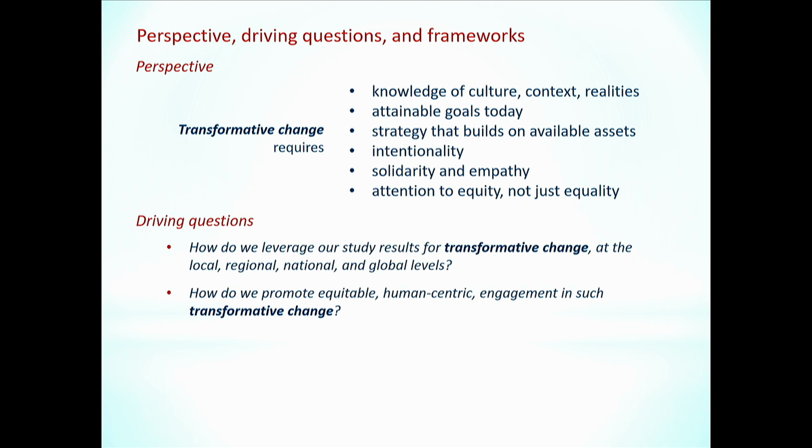So the driving questions that I propose from how I'm framing this, and much of this frames my work, are two. How do we leverage our study, this study of the gender gap in STEM, our study results for transformative change at the local, regional, national, and global level? And each one of those is important, and the idea of contextualizing plays a big role in each one of these, and it's different in different countries and different communities. The second question is, how do we promote equitable, human-centric engagement in this kind of change?